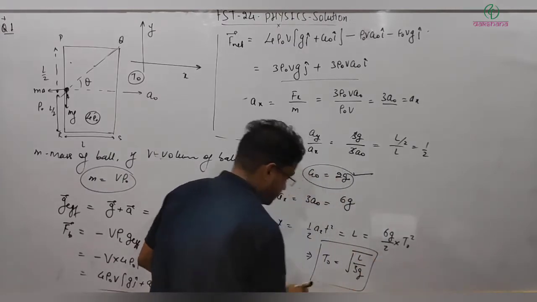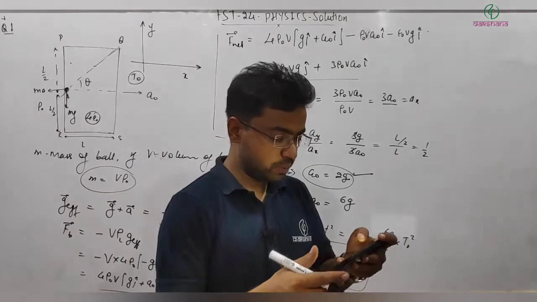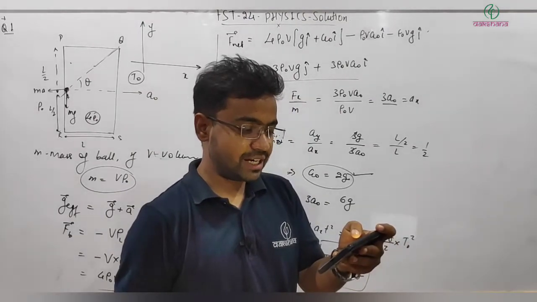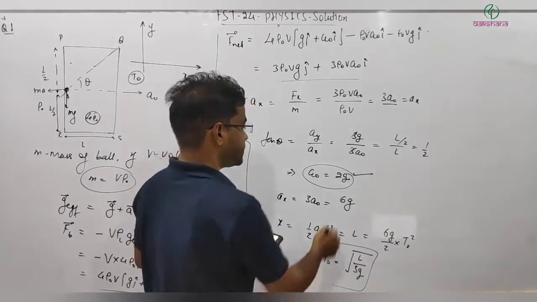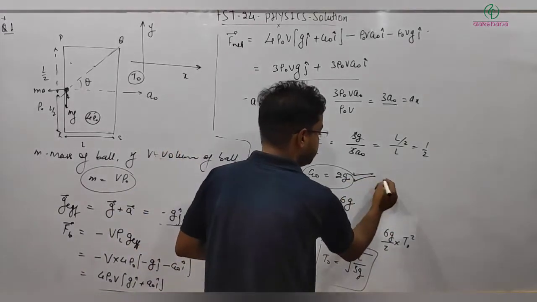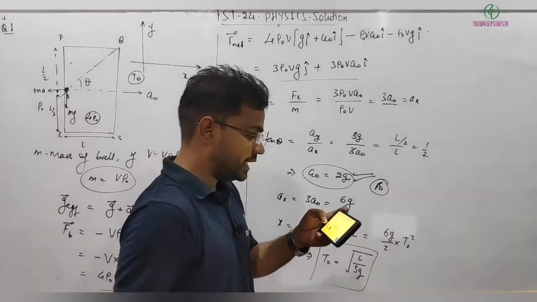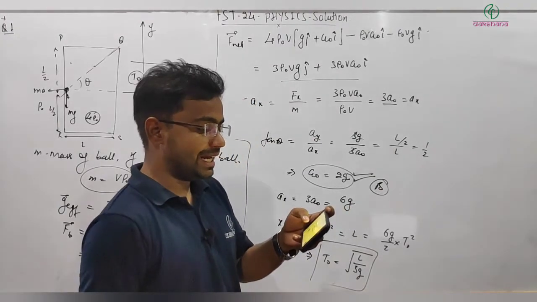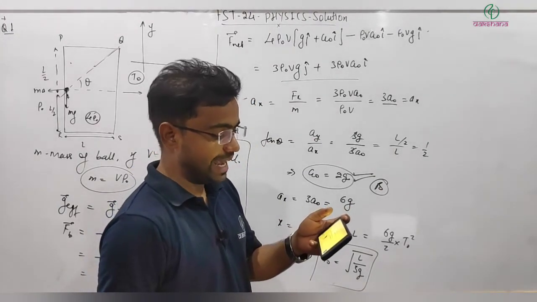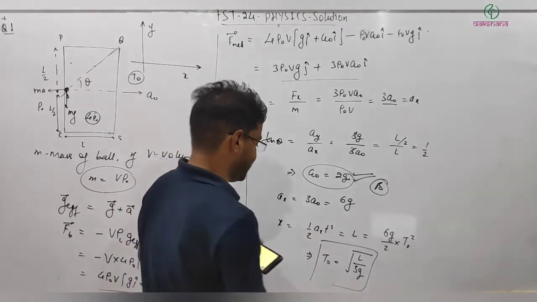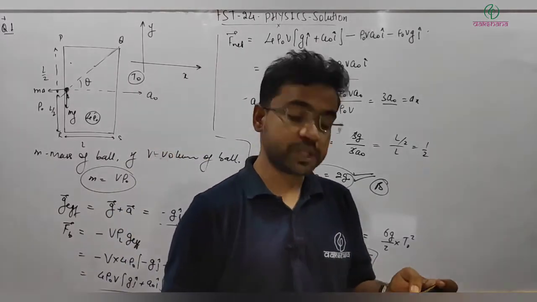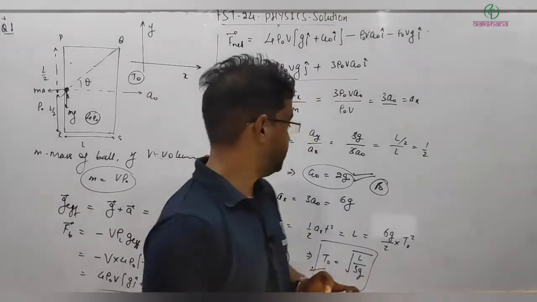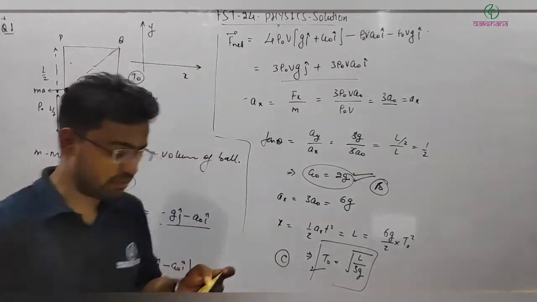So now we can check the options. For the ball to hit the top of the container at end Q, A naught should be 3g by 2. No, we are getting 2g, so it's matching with option B. And similarly, the ball hits the top of the container at end Q after time t naught, under root L by 3g, and that exactly matches with option C. So the correct options for question 1 are B and C. So this is about problem number 1.